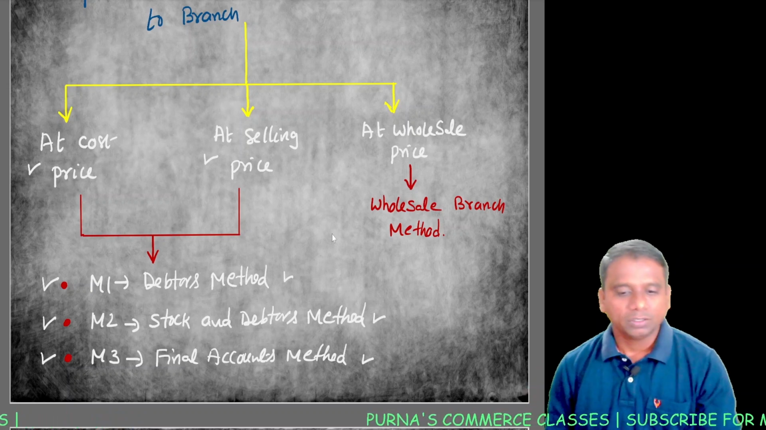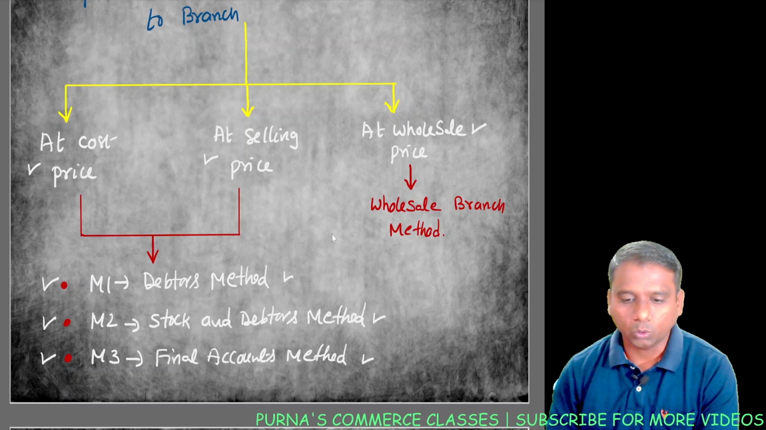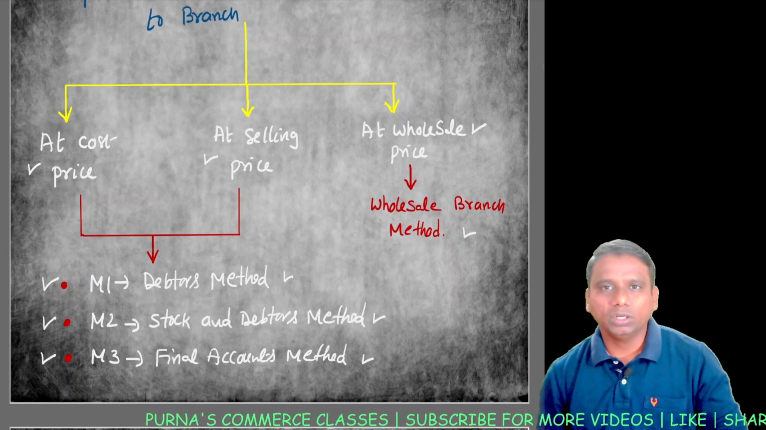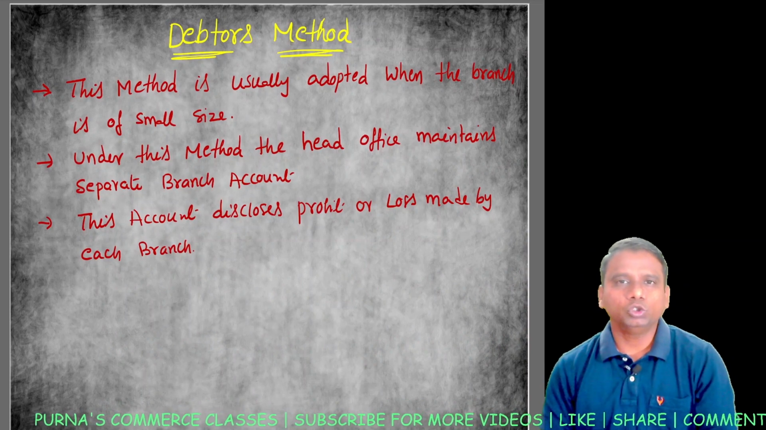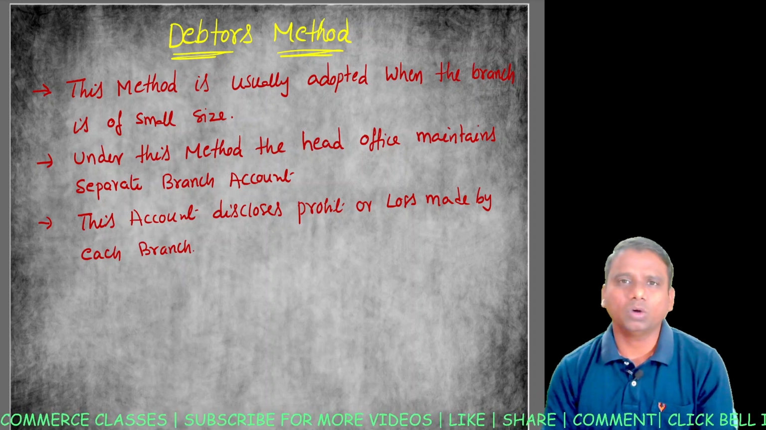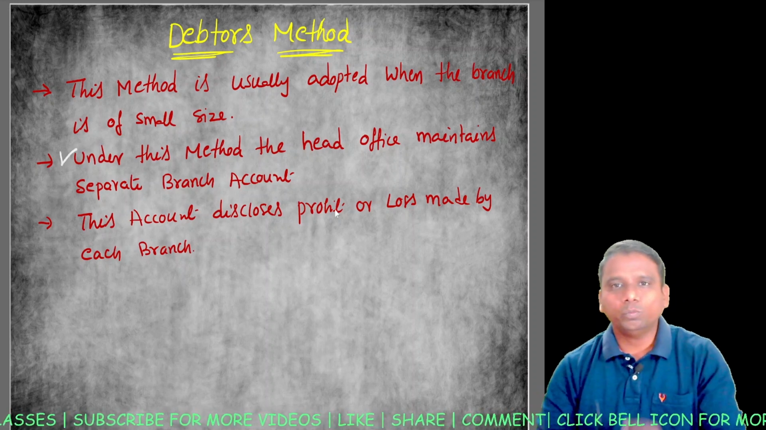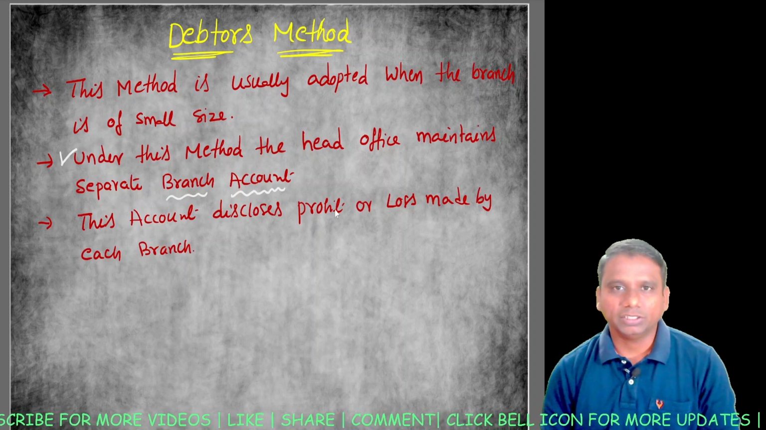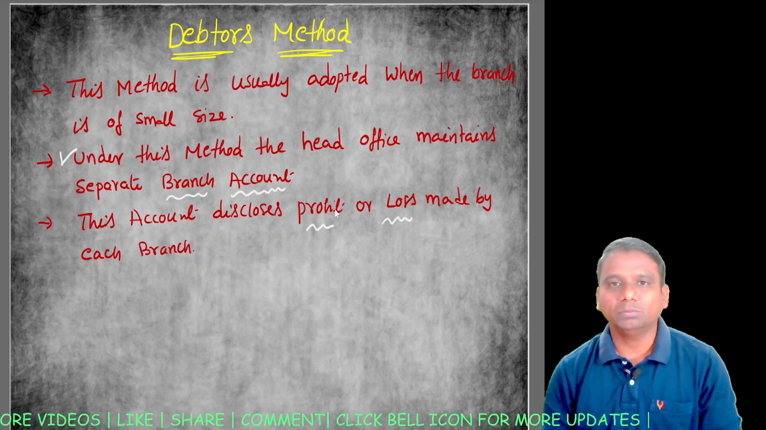Yes or no? Right. Now look at, when the head office sends goods to the branch at wholesale price, we follow the wholesale branch method, or wholesale price method. We will see them one by one clearly. First, the debtors method. This method is used when the branch size is small. Whether a branch is big or small depends on its operations. Under this method, we open only one account, that is the branch account. By preparing this branch account, we can ascertain the profit or loss made by that branch.